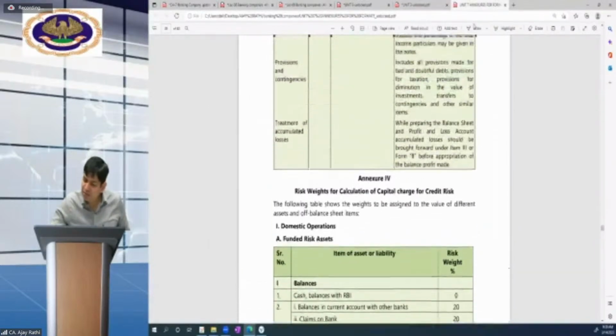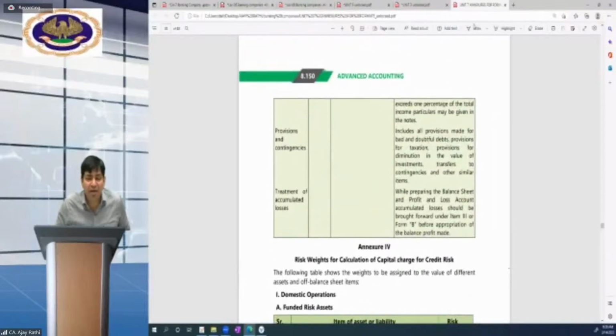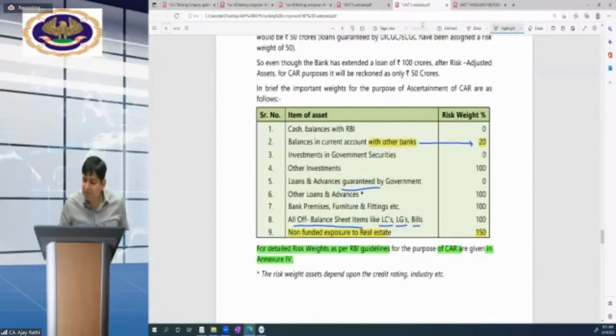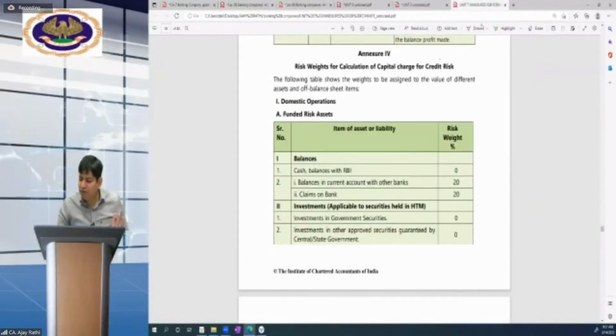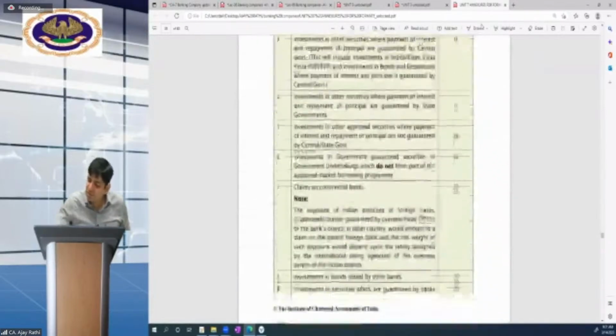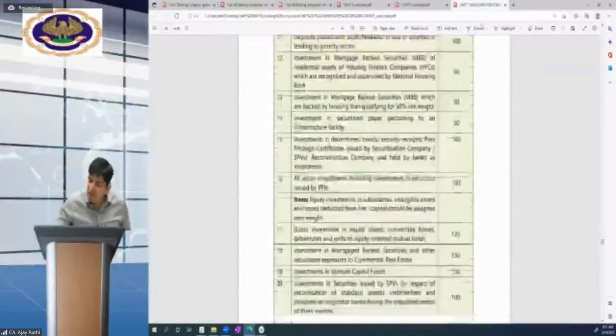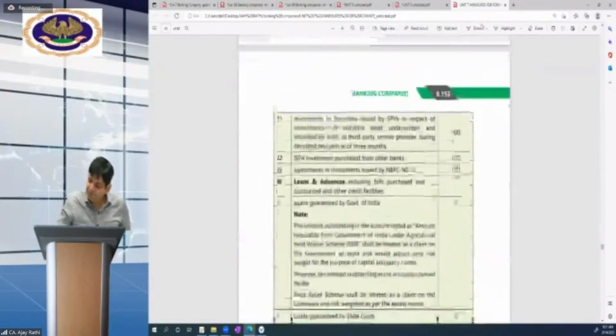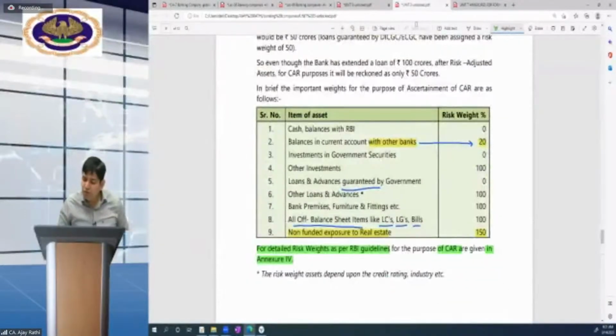In your study material, the Annexure is on page number 8.150. You have to see the detailed percentages there. In exams, usually only these percentages come, but still you have to read these percentages. Mostly there are 20% risk or 100% risk. So you have to remember only 50%. In case of real estate, you have to take 150% risk. Okay, beta. So it is your homework to read this one.